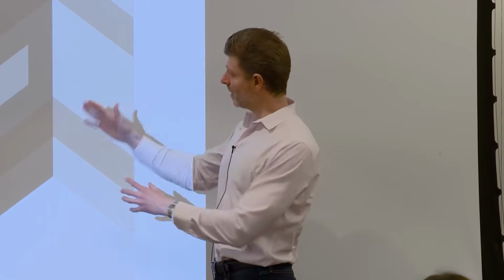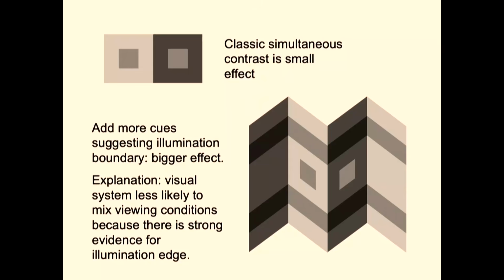Now, you look at something like this, and it's natural to suppose that the lightness computation is actually influenced by a three-dimensional interpretation of the scene. So you look at this thing, and it looks like it's folded like this, right? With this being oriented differently than this. Okay.